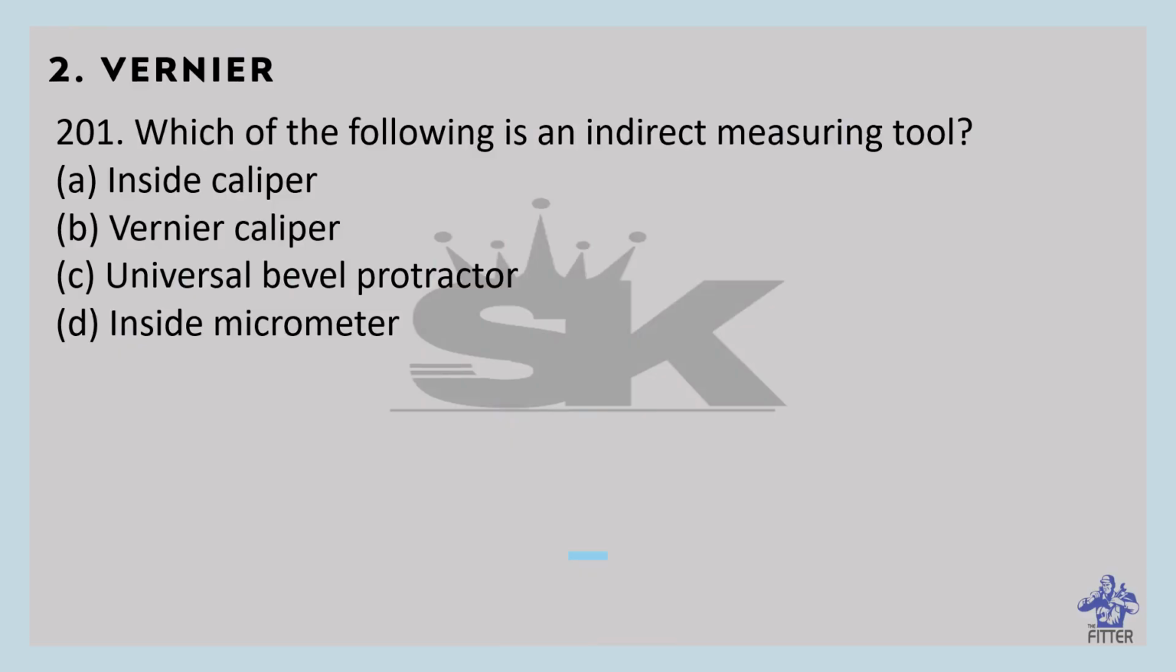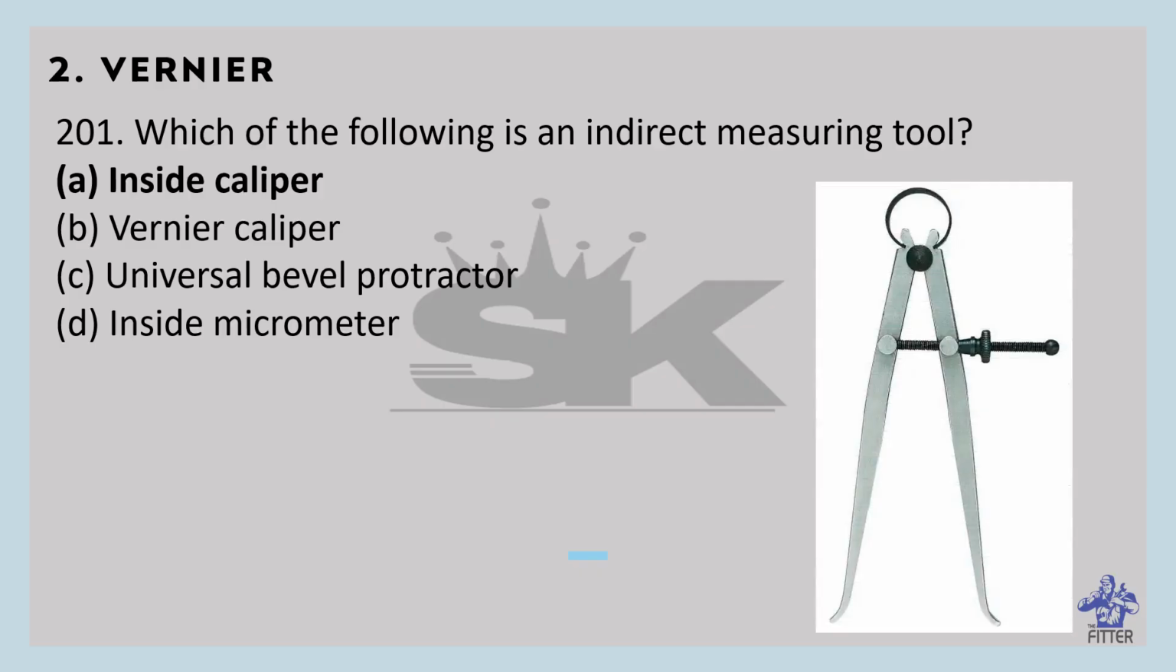Which of the following is an indirect measuring tool? Option A, inside caliper. You can see in the image that is the inside caliper. Inside, outside, and divider calipers offer an indirect measurement of an object. With direct measurement, measuring instruments such as vernier calipers, micrometers, and coordinate measuring machines are used to target the dimension.